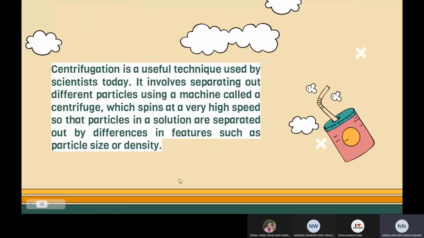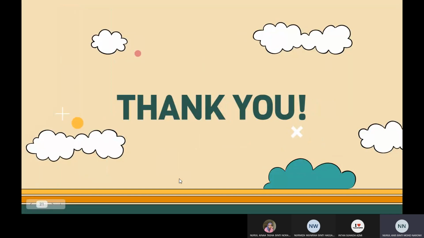So for conclusion, centrifugation is a useful technique used by scientists today. It involves separating out different particles using a machine called a centrifuge, which spins at a very high speed so that particles in a solution are separated out by differences in features such as particle size or density. That's all for us. Thank you for listening.